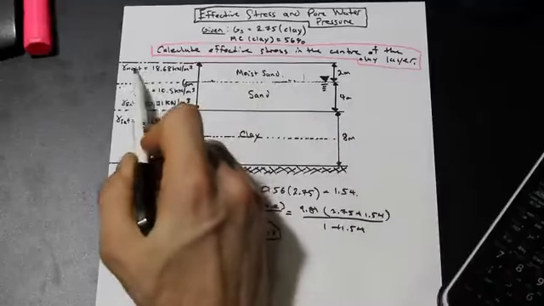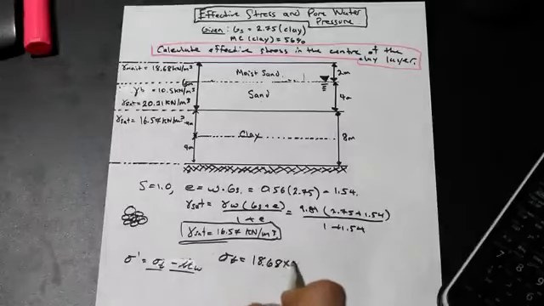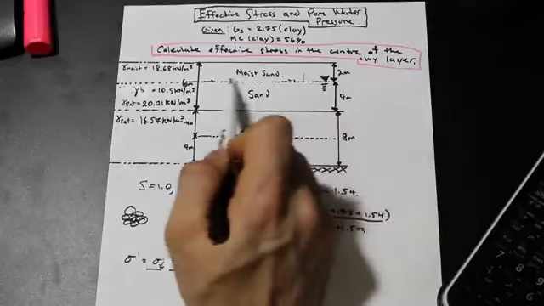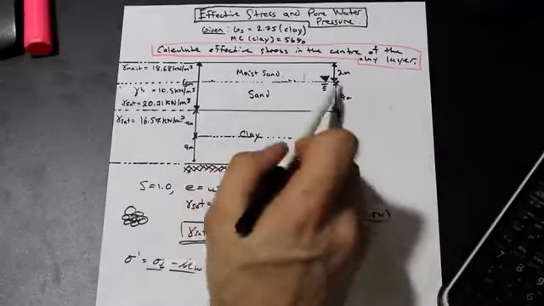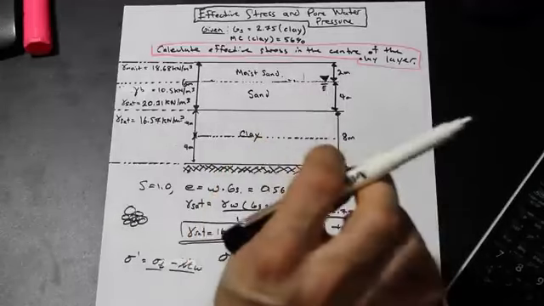Okay, so this is moist sand, so we have gamma moist. We're going to multiply 18.68 times 2 meters. And that would be the total stress at the 2 meter mark. Let's go down to the bottom of the sand. Now see how we have a water table here? We're not going to worry about that. We're going to calculate it separately, but keep that in mind, okay?